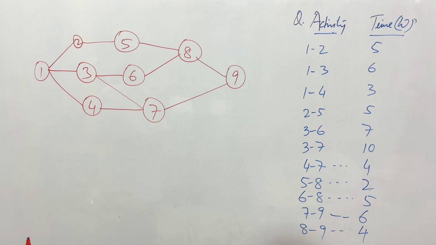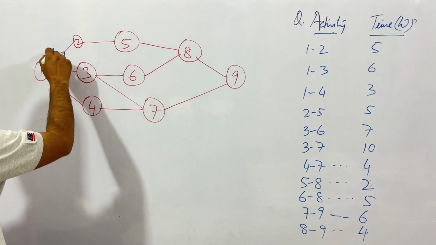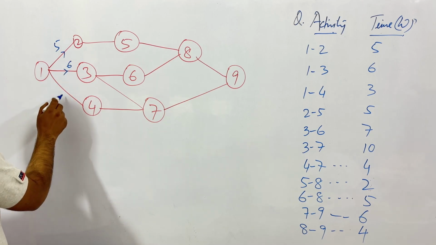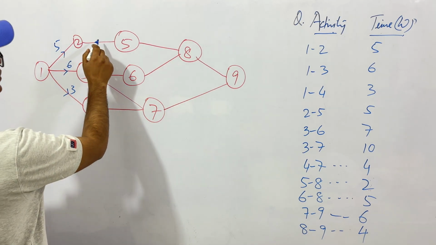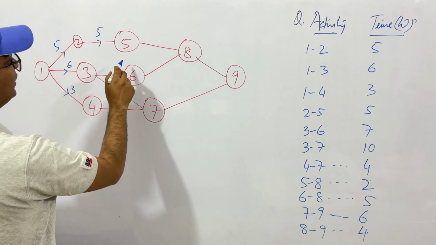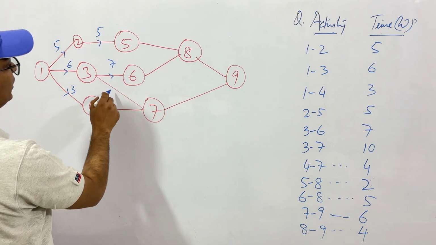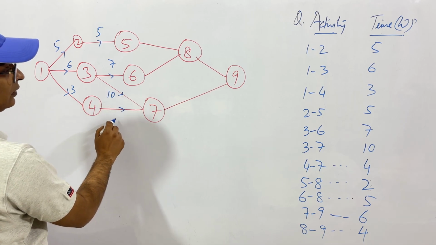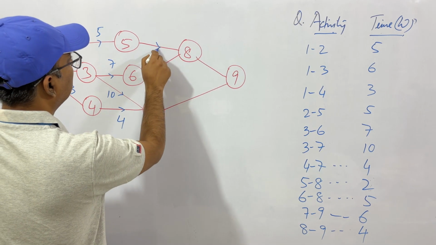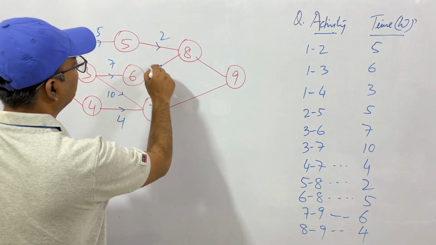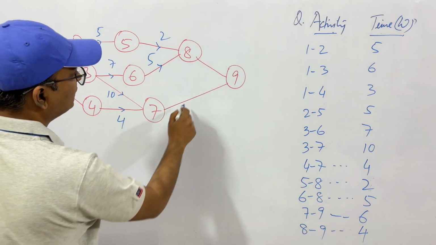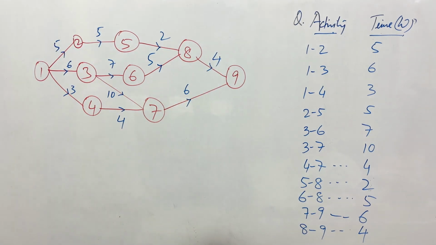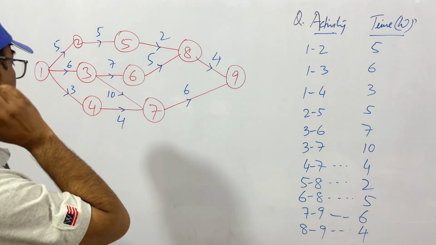Now let's put the time here. So it will be 5 for 1 to 2, 5 for 1 to 3, 6 for 1 to 4, 3 for 2 to 5, 5 for 3 to 6, 7 for 3 to 7, 10 for 4 to 7, 4 for 5 to 8, 2 for 6 to 8, 5 for 7 to 9, 6, and 8 to 9, 4. So this is our network. From this table we have constructed the diagram.